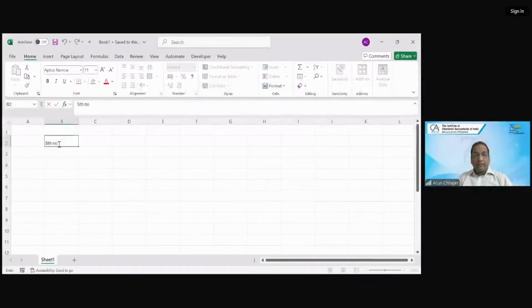On 5th November, the invoice was received. On 30th November, payment is made of 4.20 lakhs. My question is whether he would be able to take the full ITC or not.